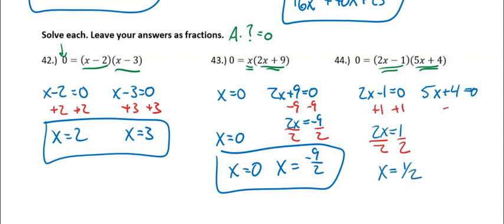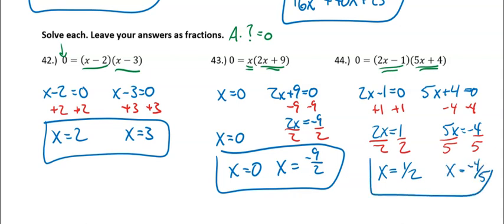Over here, I'm going to subtract the 4 from each side, and then divide each side by the 5. And that's it. I leave them as fractions or improper fractions. But the point is the zero factor property. When I have two things multiplied equals 0, I just say, hey, one of these things equals 0. So set them each equal to 0 and solve each. Okay?